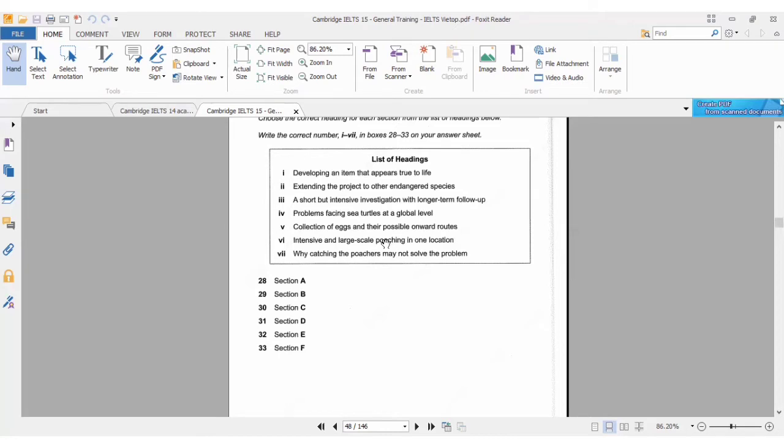I don't know what poaching is, and you might find words like that, but just tell yourself, okay, they're going to do something that would cover a large or a broad angle, to go a long extent or to have a wide coverage, in one place. Can you see this one location? In one place. And then the final one says, why catching the poachers may not solve the problem.